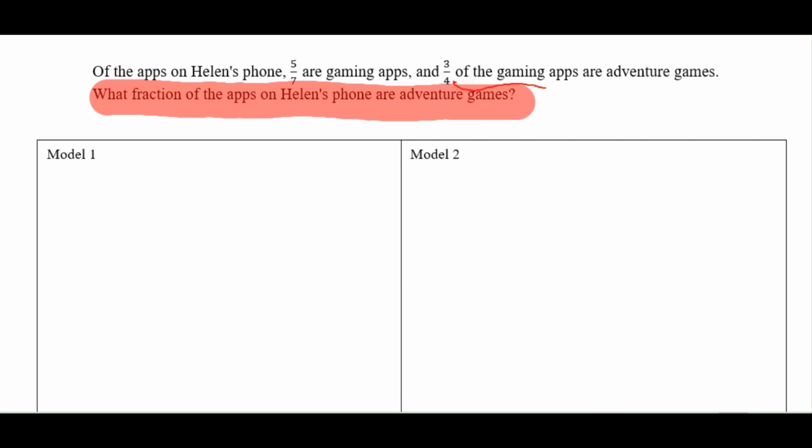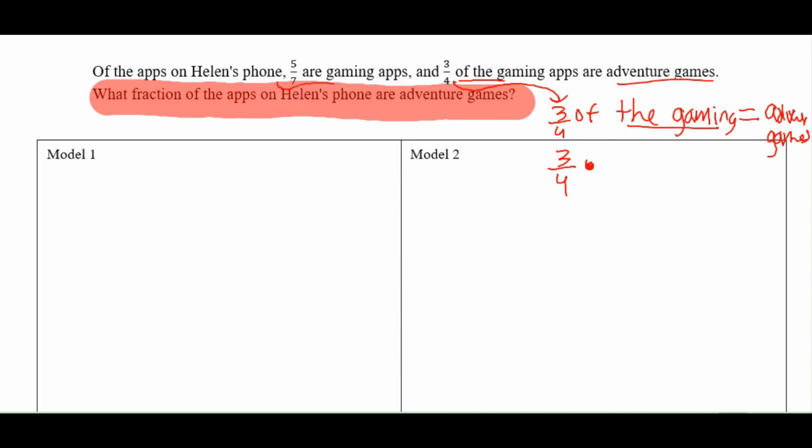So it says 3/4 of the games, the gaming apps, are Avenger apps. So 3/4 of the gaming is going to be equivalent to the Avenger games. So I'm going to just change this. So 3/4 of the gaming, which is 5/7, is going to be equivalent to the Avenger games.